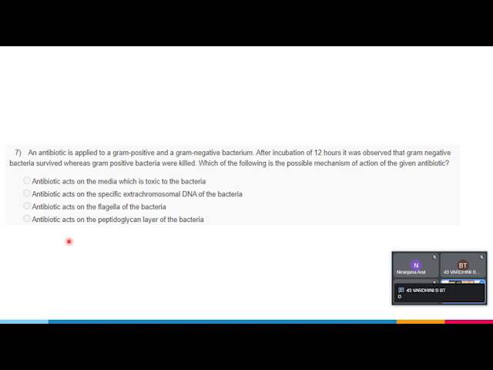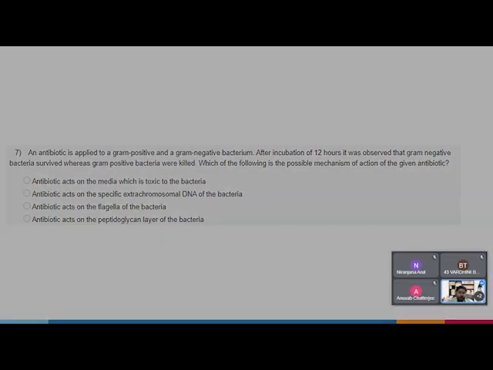Niranjana says the answer is option 4, antibiotic acts on the peptidoglycan layer of the bacteria. Vardhini and Shreya also say the same, that the antibiotic acts on the peptidoglycan layer of the bacteria. Okay, so let us move forward.